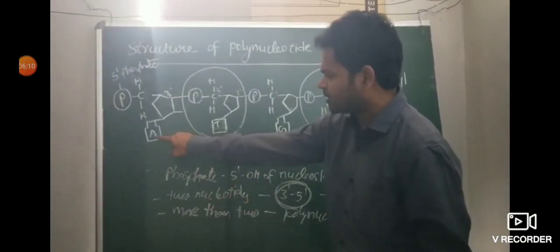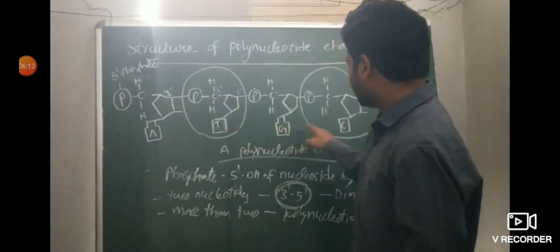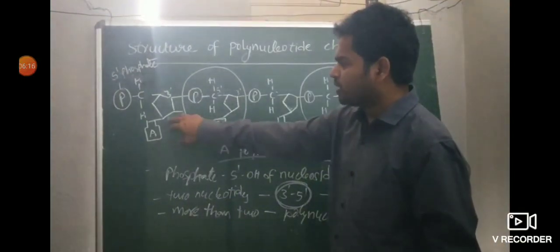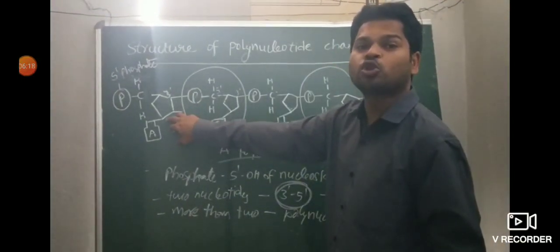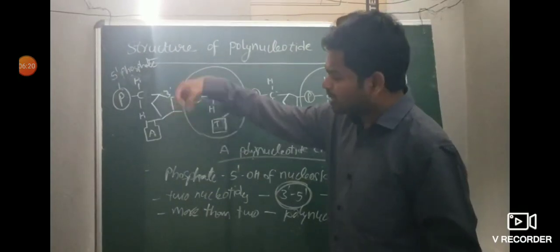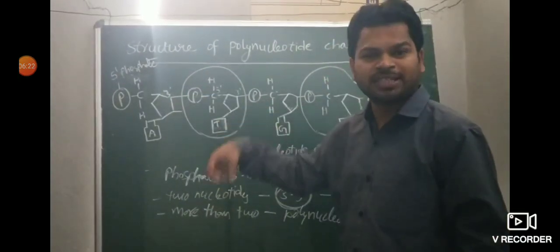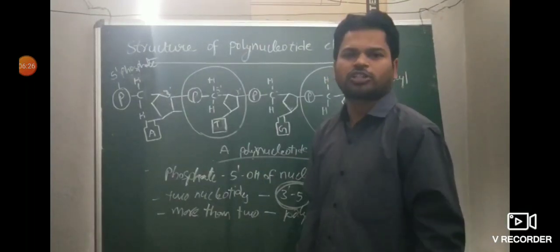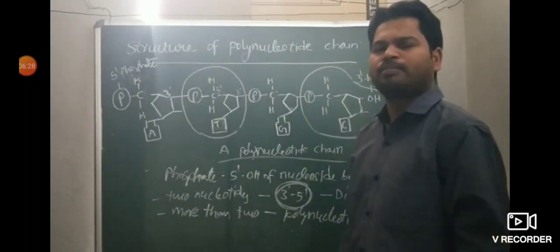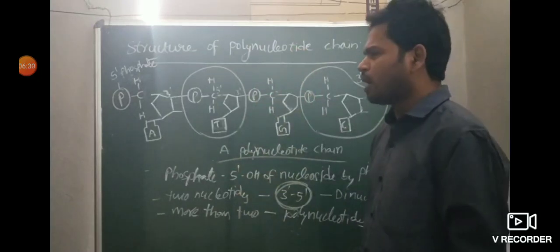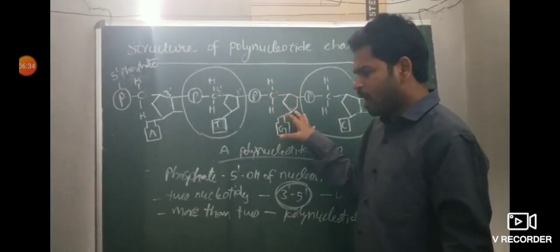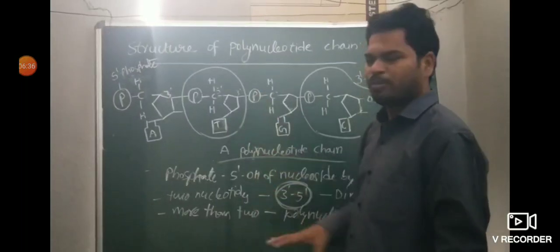The nitrogen bases, adenine, thymine, guanine and cytosine, are joined to the pentose sugar and project towards the inside. This is nothing but a polynucleotide chain structure. Even a 3-mark question, very important: briefly describe the polynucleotide structure. It means you have to draw this diagram and give some information. So I am going to repeat.